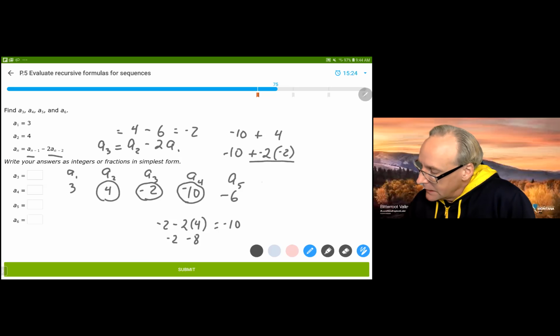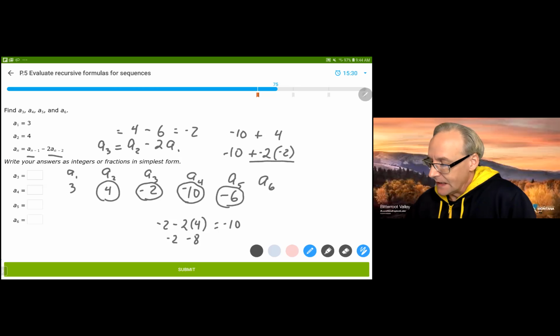Now we're going to do A6. And we're looking at A6. And don't get scared. It's just going to be the negative 6. I'm going to write it right there. And then I'm going to subtract 2 times the negative 10. And again, we've got that darn negative happening, but watch how easy this is. I'm going to change this subtraction that you see right there to adding the opposite. And all of a sudden it becomes very clear. I have negative 6 plus 20.